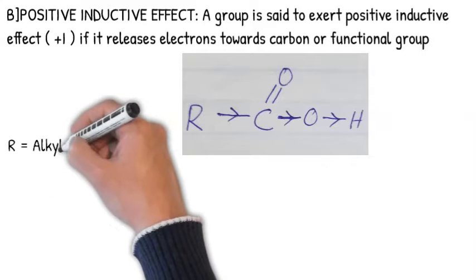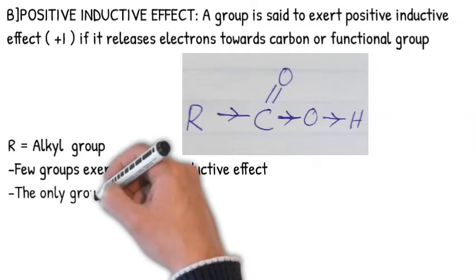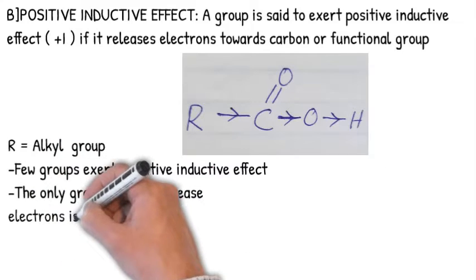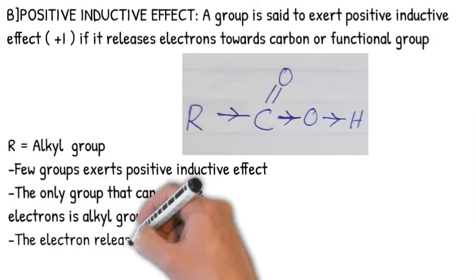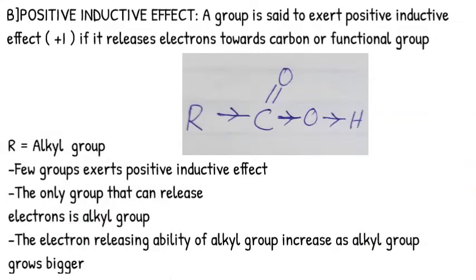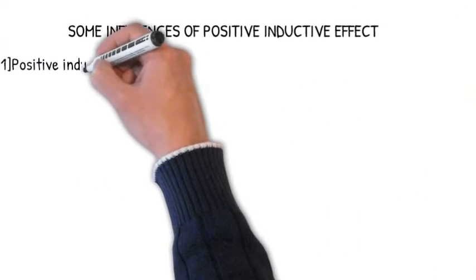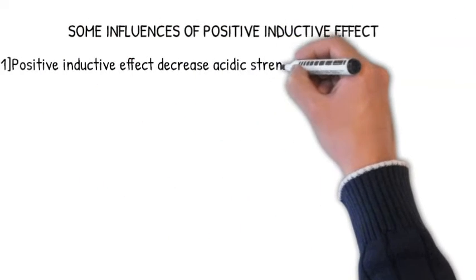R equals alkyl group. Few groups exert positive inductive effect. The only group that can release electrons is the alkyl group. The electron releasing ability of the alkyl group increases as the alkyl group grows bigger. Some influences of positive inductive effect. Positive inductive effect decreases the acidic strength of carboxylic acid.